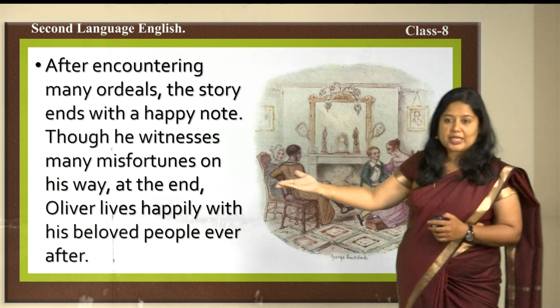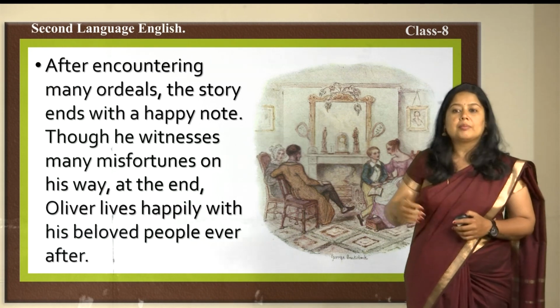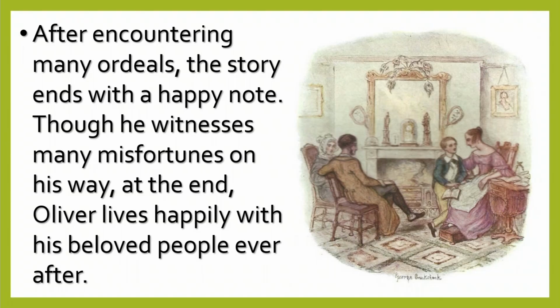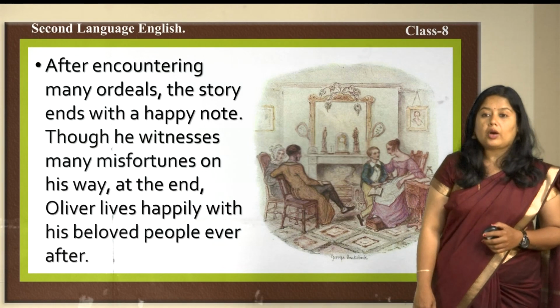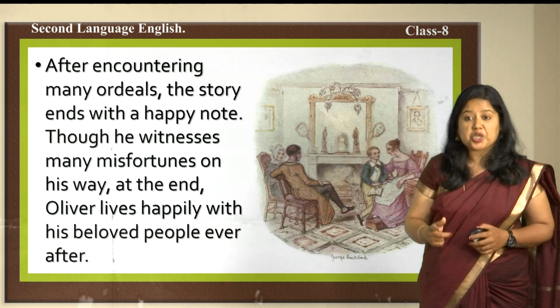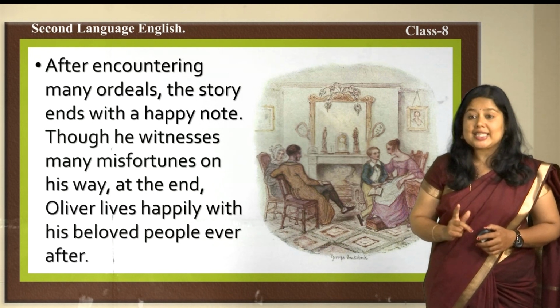Children, here is some explanation regarding the continuation of the story, the novel Oliver Twist. It is not given in the text, but I give you a hint of what happened to the life of Oliver Twist after that gruel issue. After encountering many ordeals, the story ends with a happy note, though he witnesses many misfortunes on his way. At the end, Oliver lives happily with his beloved people. Maybe Oliver faced a lot of difficulties in his life, but at the end he gets his share of property and he lives happily with his fellow mates. So, this is a happy ending story, kids.